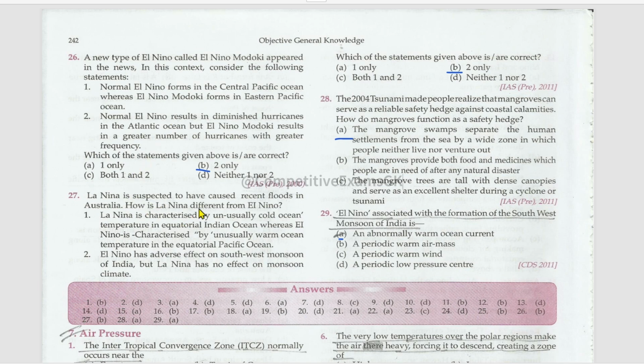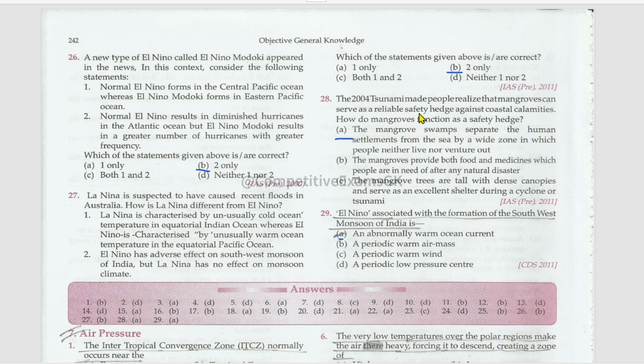La Nina is suspected to have caused recent floods in Australia. How is La Nina different from El Nino? La Nina is characterized by unusually cold ocean temperature in the equatorial Indian Ocean, whereas El Nino is characterized by unusually warm ocean temperature in the equatorial Pacific Ocean. No, false. El Nino has an adverse effect on the southwest monsoon of India, but La Nina has no effect on monsoon climate. This is true.